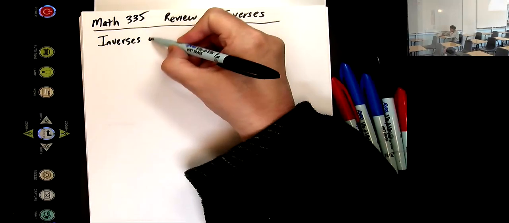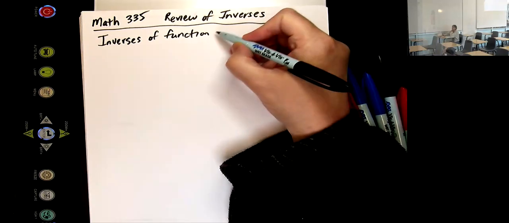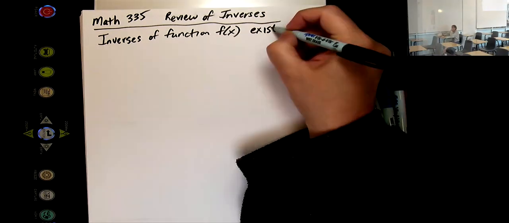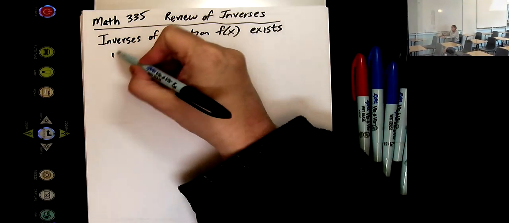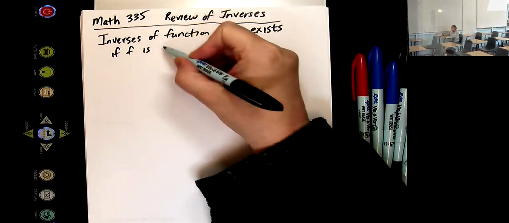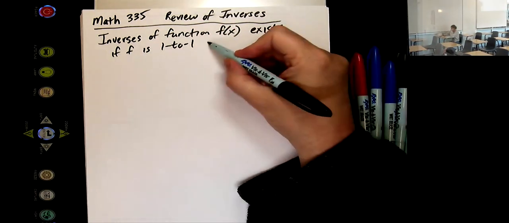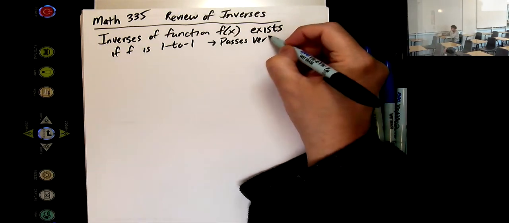Inverses of functions exist. Let's say function f of x exists. We can use any letter, but we're using f because that's how we roll. If f is 1 to 1, which means it passes the vertical line test and the horizontal line test.